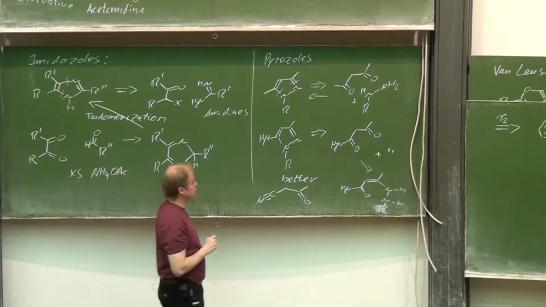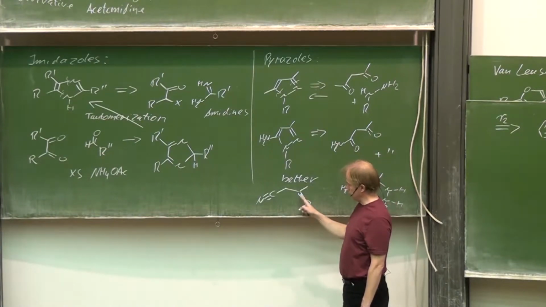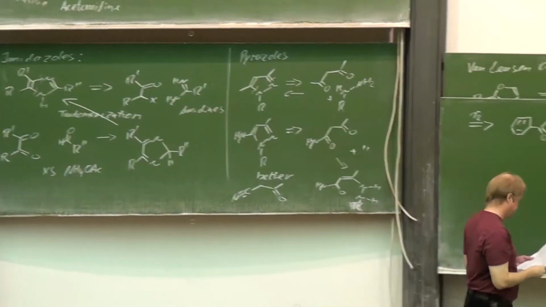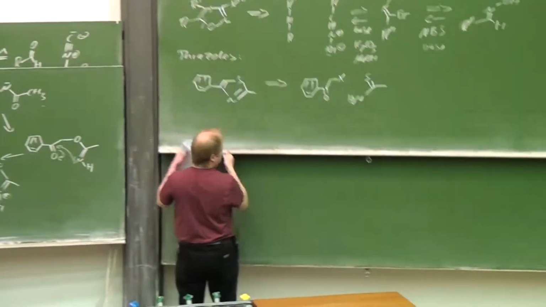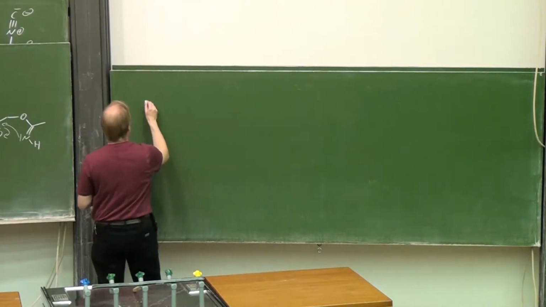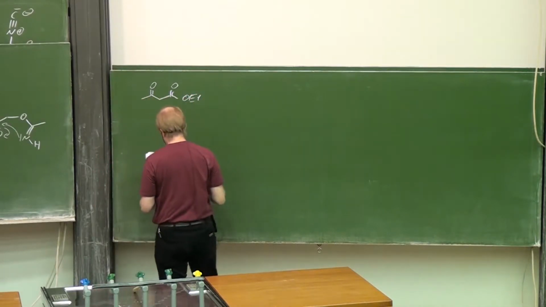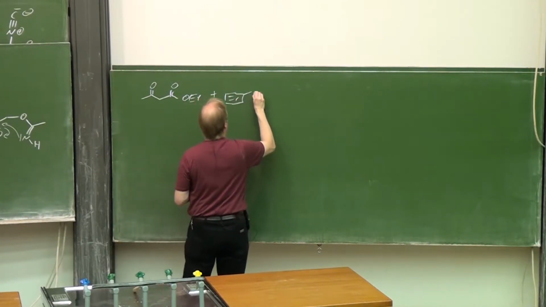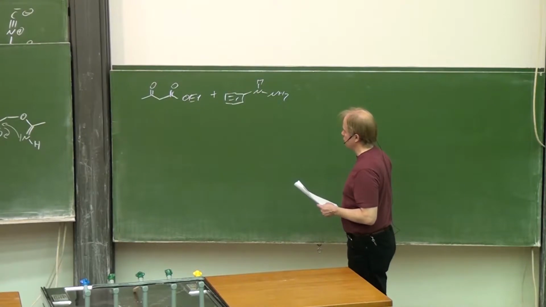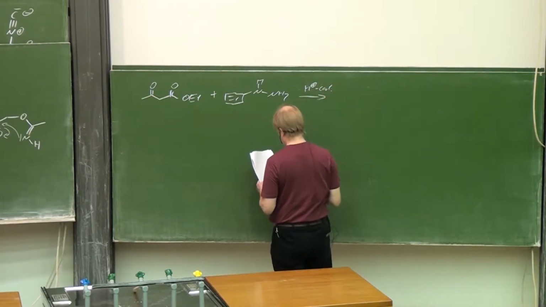So then clearly the terminal amino group will react at that carbonyl group, and intramolecularly here we have the electrophilic center. This reaction with acetoacetic acid ester and phenyl hydrazine works very well. Just a bit of acidic catalysis.